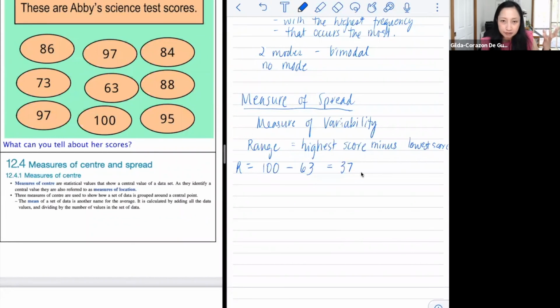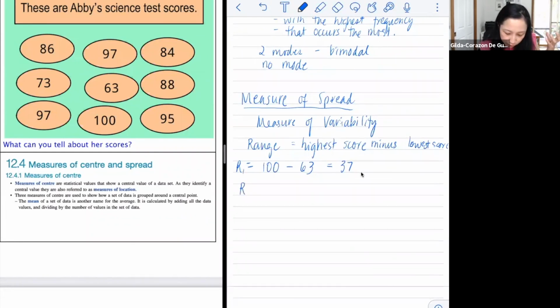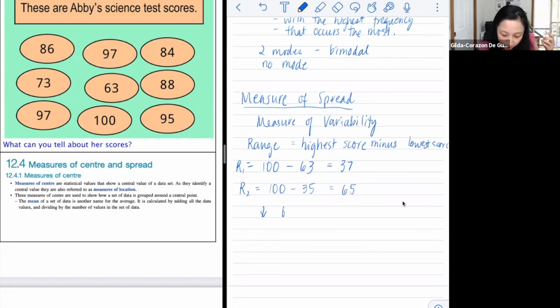Now, when we added the 35, let's compare the first range and the second one, 100 minus 35, then that would be 65, right? What happens with the range? It becomes bigger, and you are right, Philip. The lower the range, the better the scores are, because then we can say that the scores were consistent, right? And the bigger the range would be less consistent. You don't want things to vary.